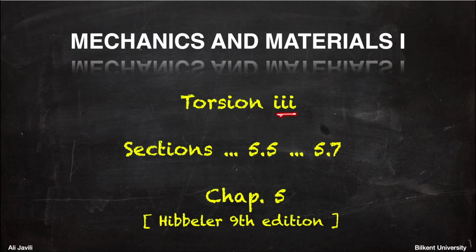This is our third lecture on the topic torsion. So we have 4 lectures in total on the topic torsion. In this lecture we cover sections 5.5 and 5.7 of chapter 5 of the Hibbeler book. We essentially talk about 2 topics. We talk about statically indeterminate torque-loaded members, and we talk about torsion of thin-walled structures. And those 2 topics correspond to sections 5.5 and 5.7 respectively.